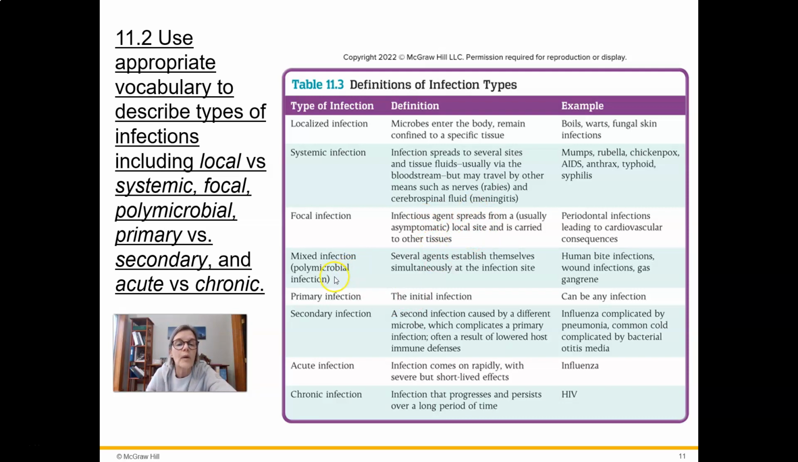Mixed infection, or polymicrobial infections. This is actually something that's relatively new, and the study of the human microbiome and the technology used there has really helped us understand more about polymicrobial infections. What that means is that the disease is caused by multiple microorganisms. So several agents establish themselves simultaneously.